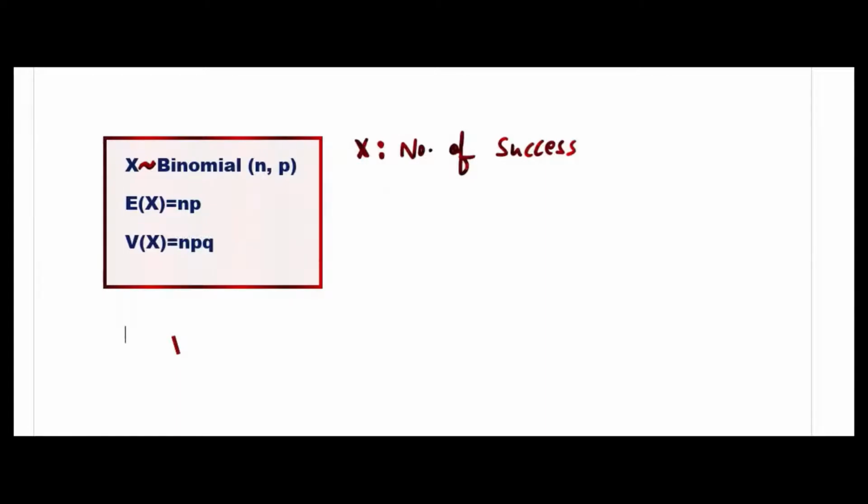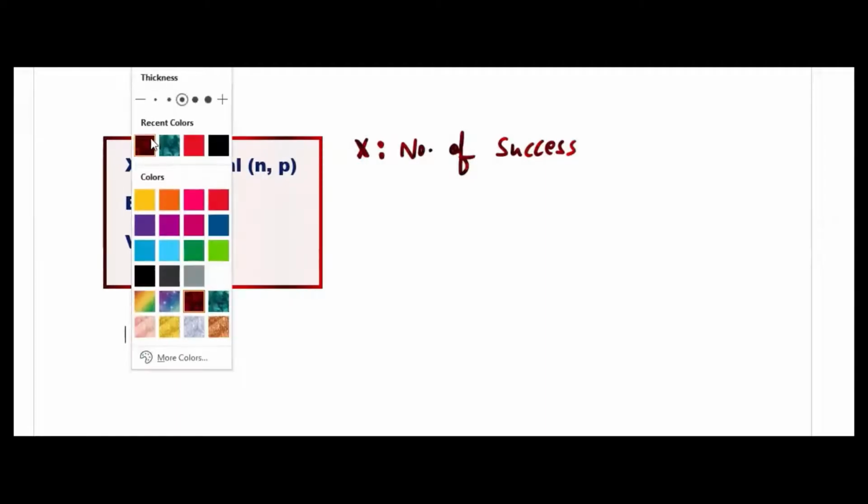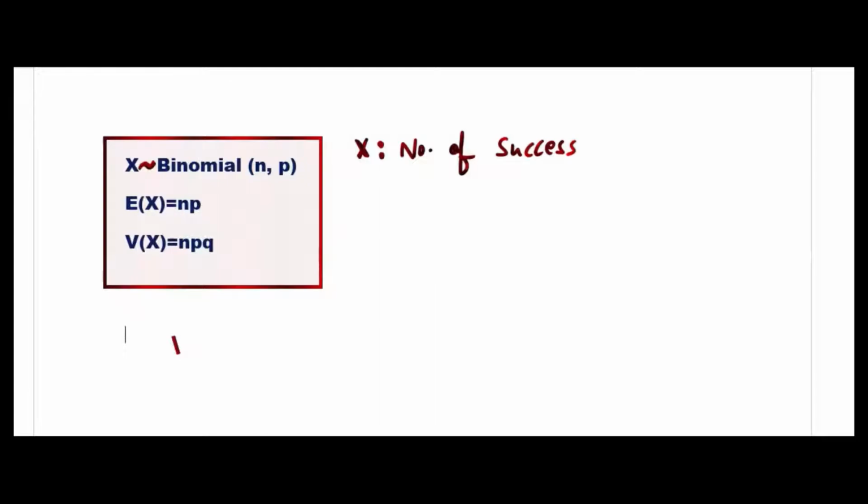We have multinomial distribution also, but we don't use it here. So remember, X is the number of successes. Now what you will do here, when an experiment is repeated many times, we'll use n here. N is the parameter, n times.